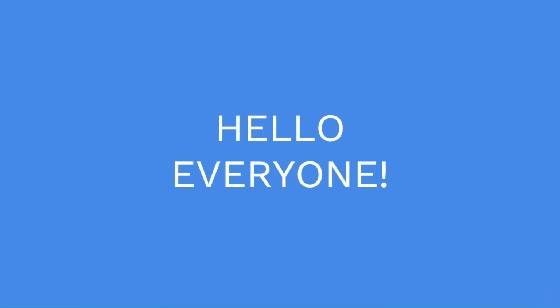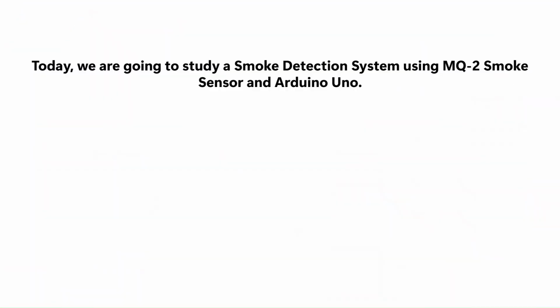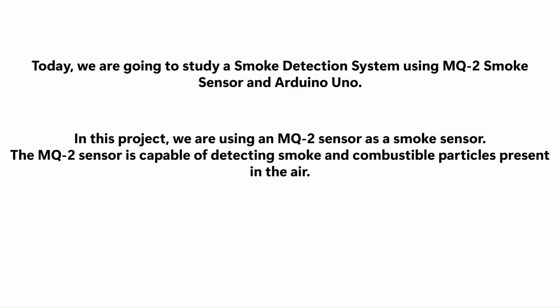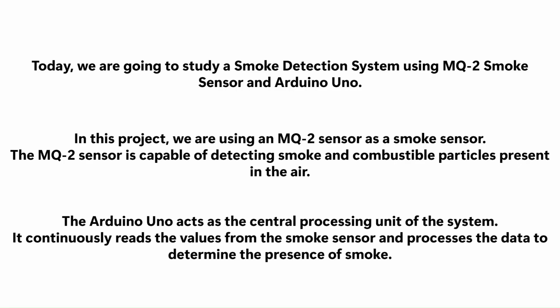Hello everyone. Today, we are going to study a smoke detection system using MQ2 smoke sensor and Arduino UNO. In this project, we are using an MQ2 sensor as a smoke sensor. The MQ2 sensor is capable of detecting smoke and combustible particles present in the air. The Arduino UNO acts as the central processing unit of the system. It continuously reads the values from the smoke sensor and processes the data to determine the presence of smoke.